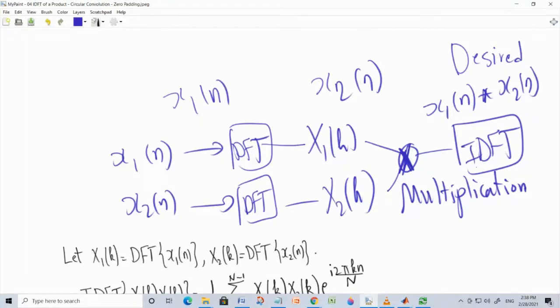Okay, so what is the story here? The story here is almost the same, but with a complication.